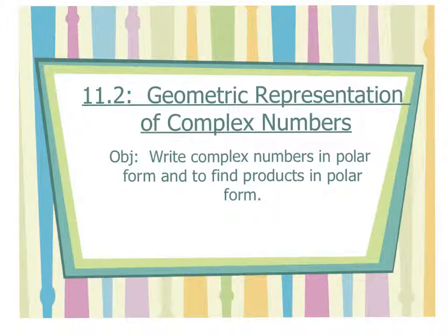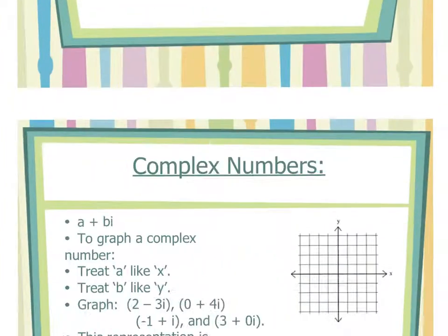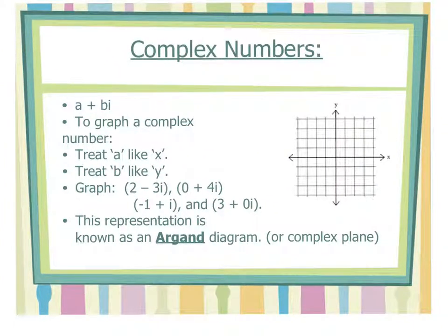Here's 11.2. I'm actually going to call it day 1. It doesn't show up this way on our schedule, but I am actually going to split this up into 2. There's a lot to cover here, and it's going to be easiest in 2 days. We're looking at converting complex numbers to their polar form, which you're going to see is really similar to converting any coordinate point to its polar form. But first I want to cover complex numbers in standard form.